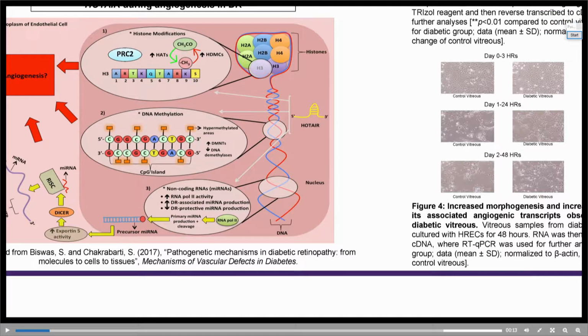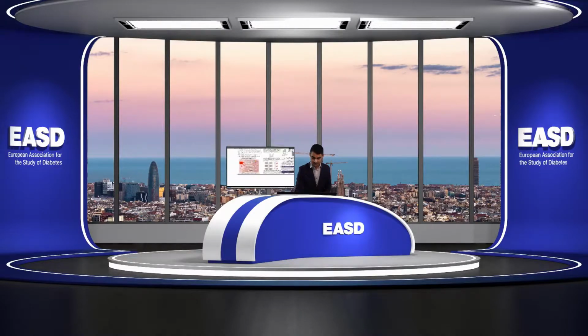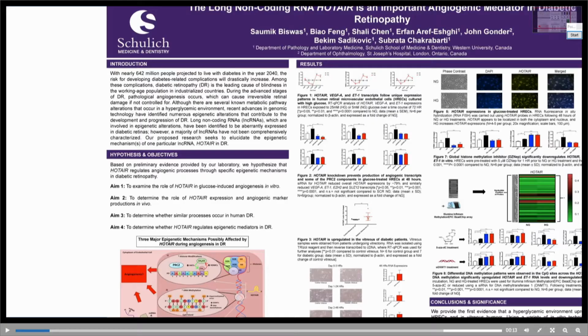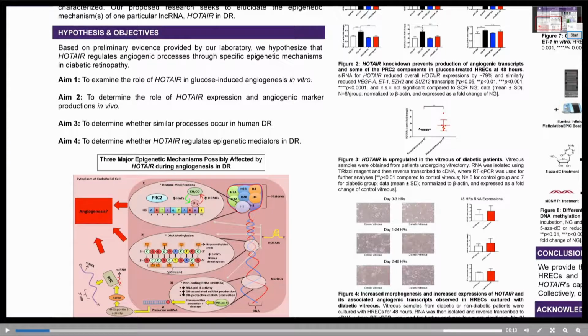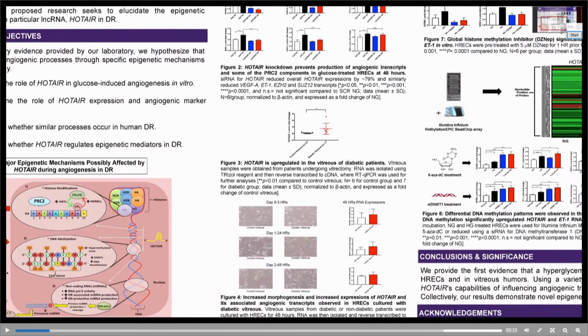Now, some of you may be familiar with this group, which includes microRNAs and long non-coding RNAs. For this poster, the long non-coding RNA of focus is HOTAIR, and we look at the role of HOTAIR in angiogenesis during the progression of diabetic retinopathy. In this poster, we implement a number of different techniques, which include various cell culturing methods, in vivo techniques, RT-qPCR, FISH, immunoprecipitation, and even a DNA methylation array.